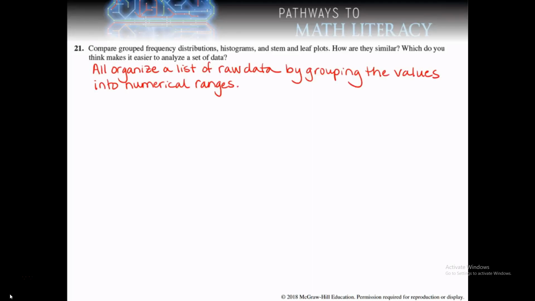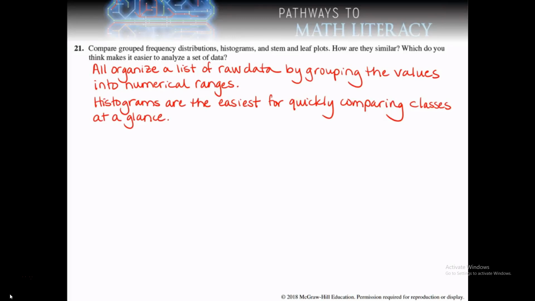Now, which one you think makes it easier to analyze a set of data kind of depends on how much detail you need. A histogram is probably the easiest in terms of comparing the different classes at a quick glance. However, if you need a little bit more detail, it might be worth it to look at the frequency distribution or a stem and leaf plot.